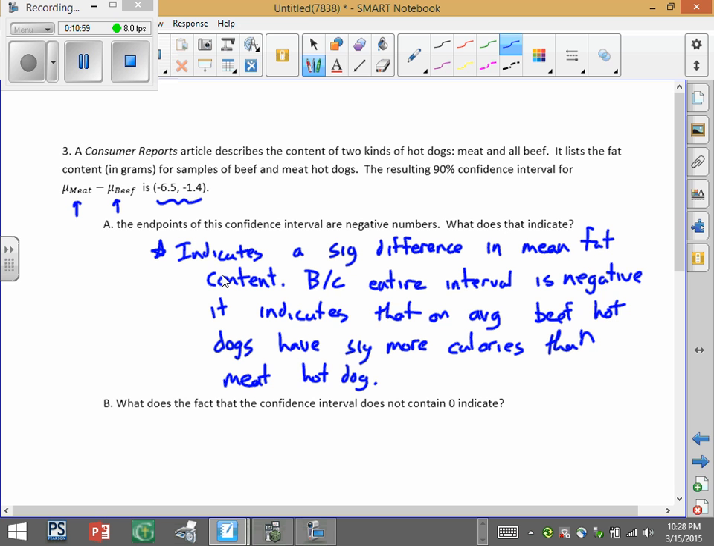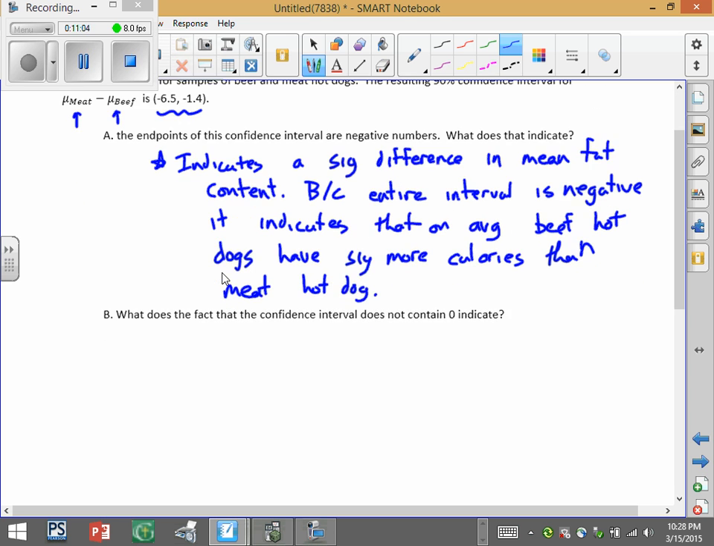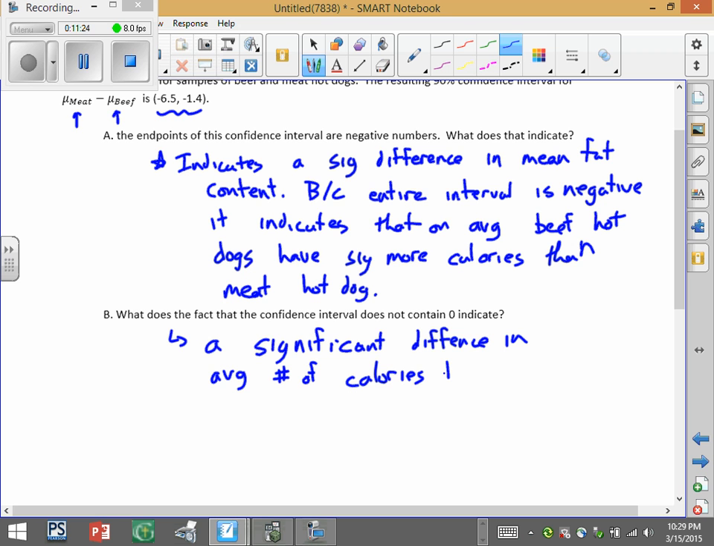All right. So the fact that it does not contain 0, that indicates that there is a significant difference. We kind of just said that. Significant difference in average number of calories between the two types of hot dogs. So I'll throw some context in there. Make sure we're always keeping context in mind.